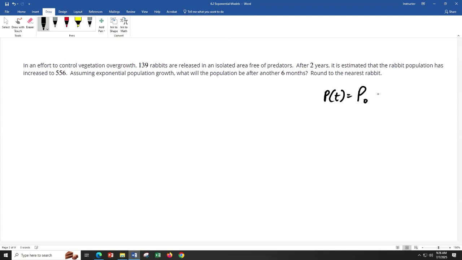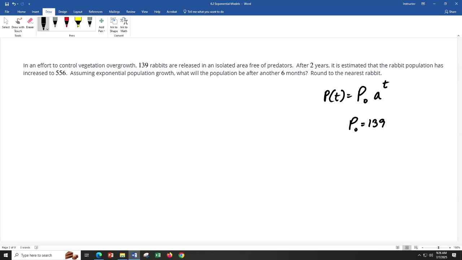Initial population, and I'm going to have an A and all that to a certain amount of time. Realize, do you have an initial? You do, don't you? What is it? Very good. My initial is going to be 139. They also give me something else. Don't they give me the P of T? What is it? 556. 556 after how long?